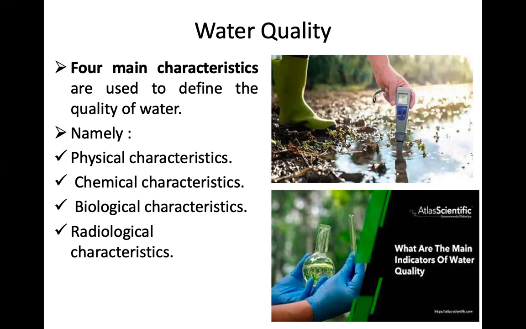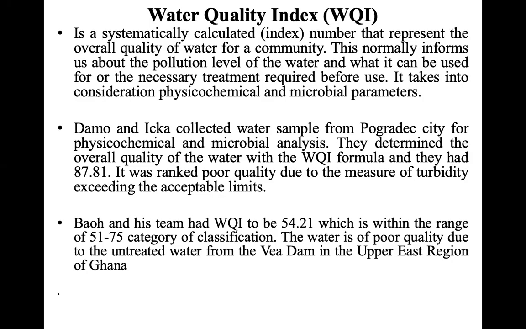And there is a procedure that we use. But before you spend time and money to conduct water quality analysis, there is what we call the water quality index, which must be done to even ascertain whether it is worthy of conducting this laborious water quality analysis. And we say the water quality index is a systematically calculated index or number that represents the overall quality of water for a given community.